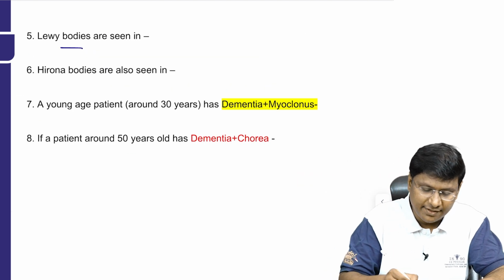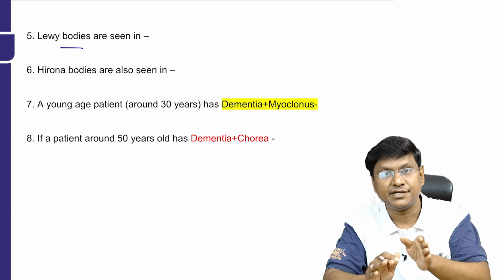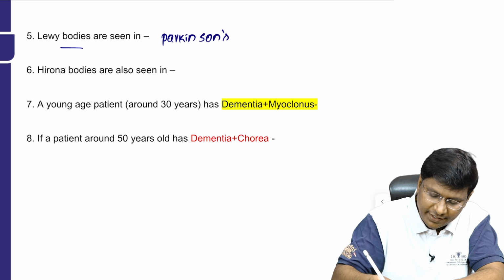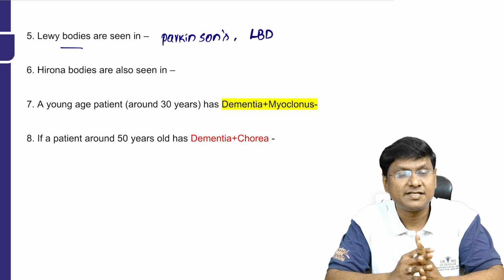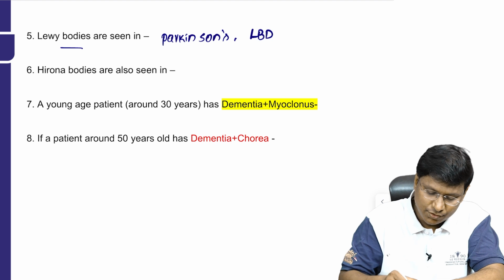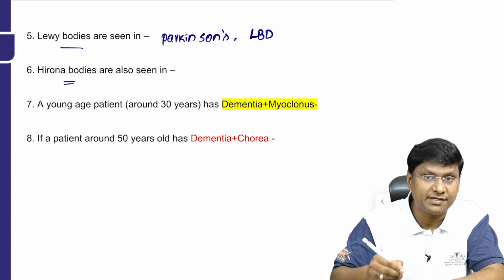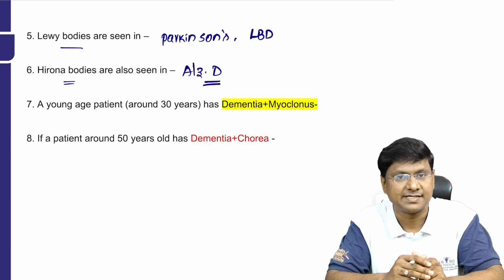Then what is the clinical condition where you have Lewy body dementia? Lewy bodies are present in Parkinson's disease, and Lewy bodies are also present in Lewy body dementia. Next is the presence of Hirano bodies. So the inclusion bodies, that is the Hirano bodies, are present in case of Alzheimer's disease.